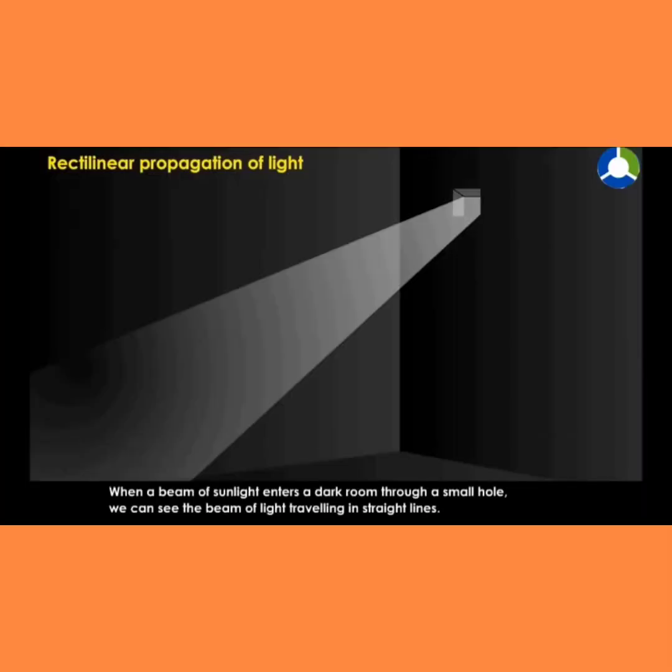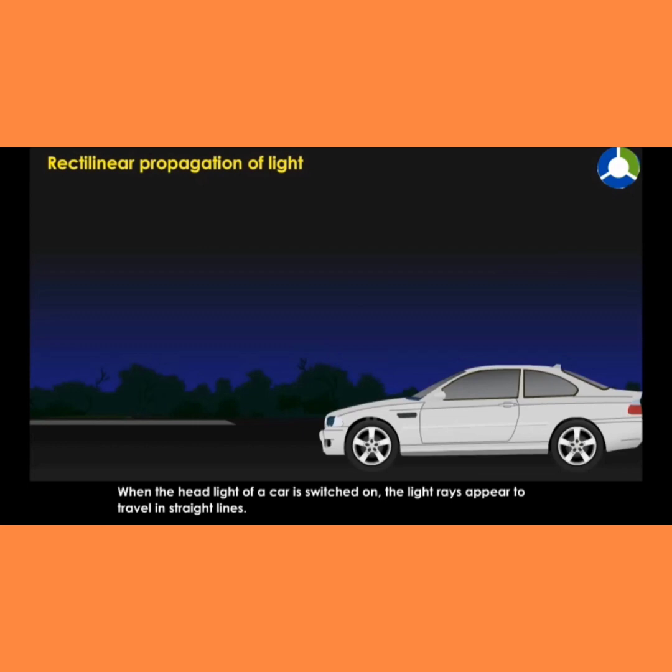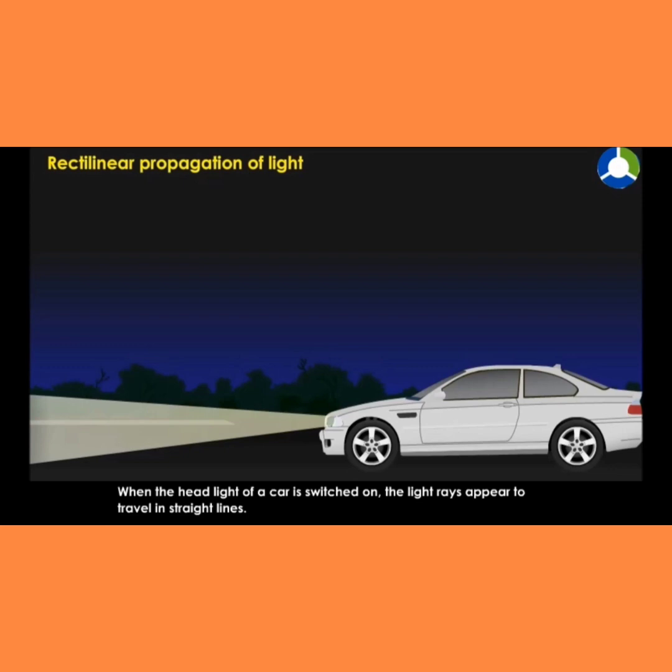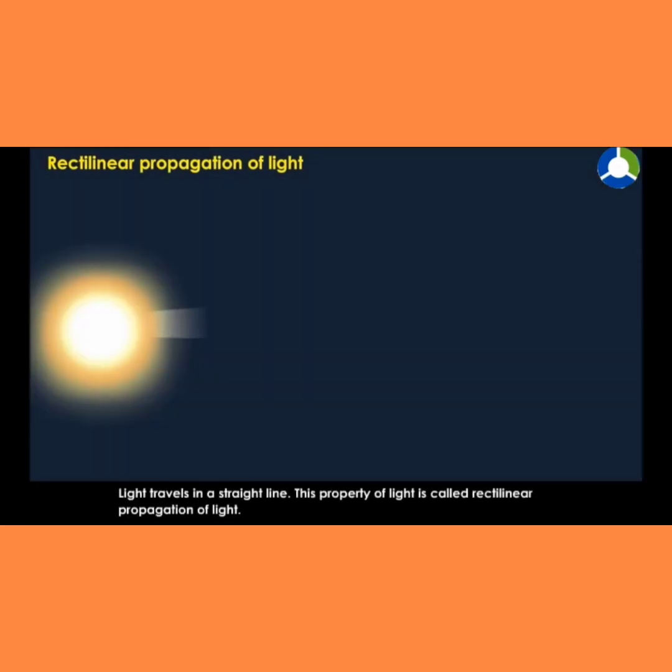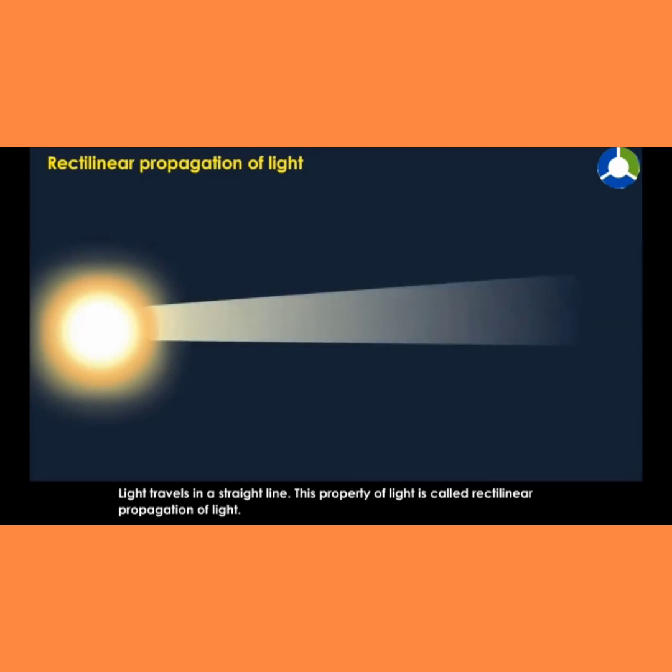When a beam of sunlight enters a dark room through a small hole, we can see the beam of light traveling in straight lines. When the headlight of a car is switched on, the light rays appear to travel in straight lines. Light travels in a straight line. This property of light is called rectilinear propagation of light.